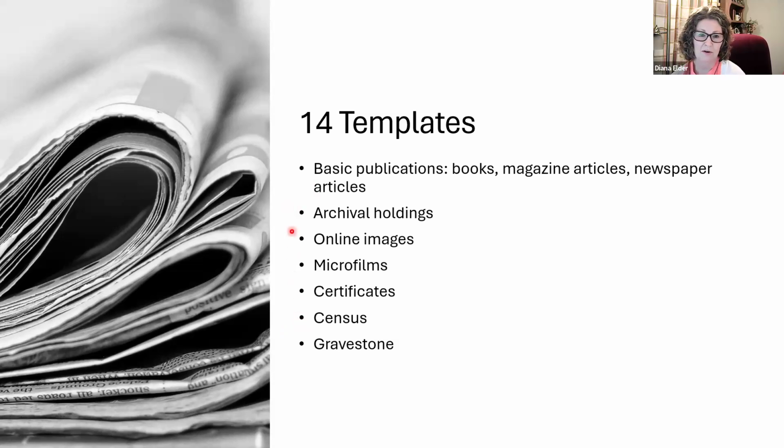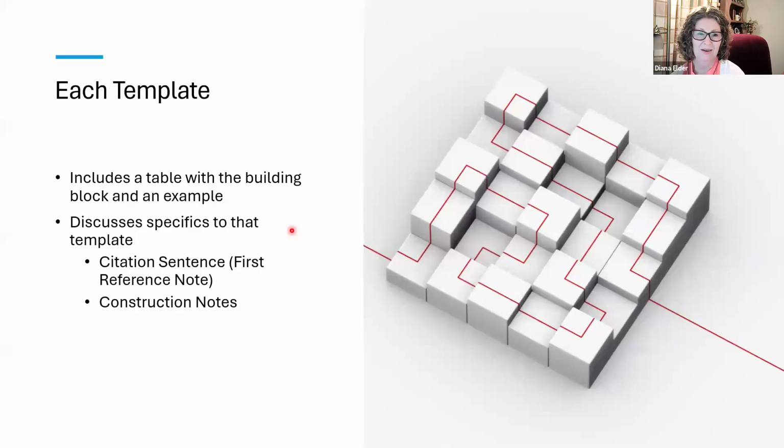And then when you go to each template, you have a table with a building block and an example. So you have a table that says who and how do you define the who? How do you define the what? How do you define the when and the where? And so you get to see a really good example of how to build your own citation for that specific record type based on the template.